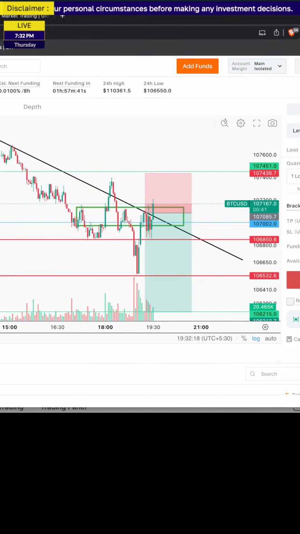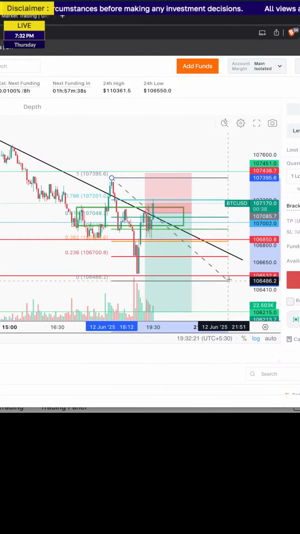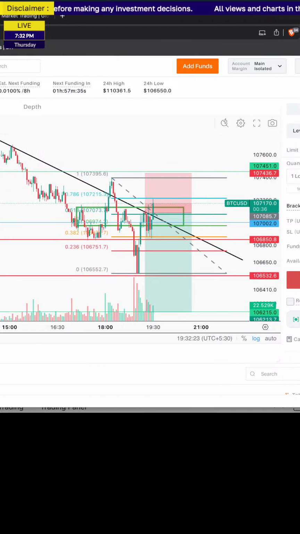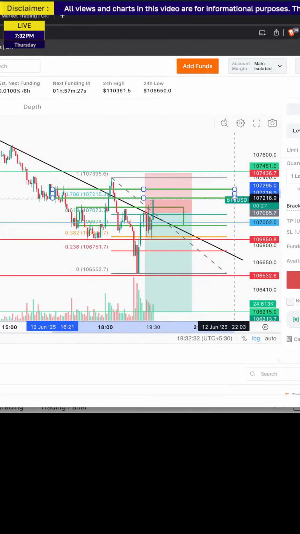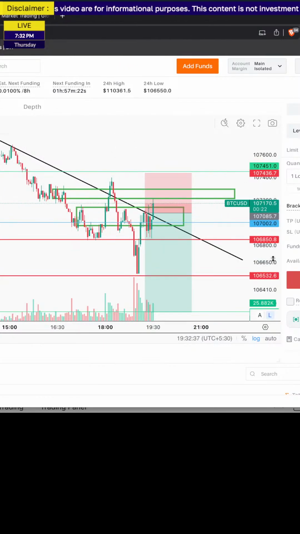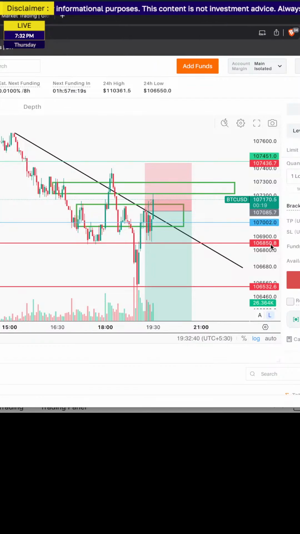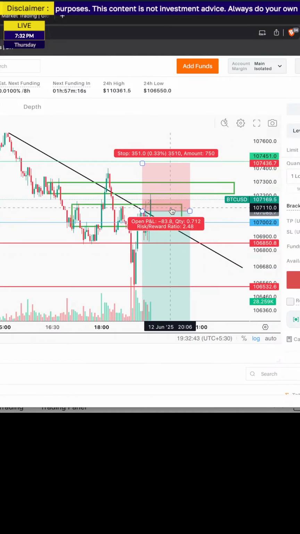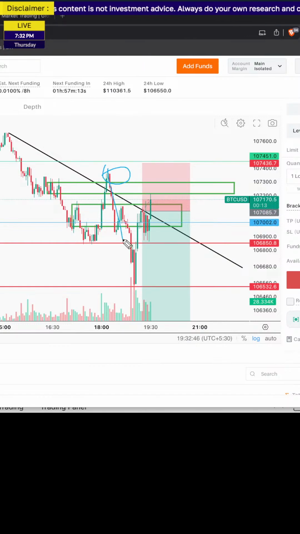Breakout. It has come above the trend line. We'll see how it reacts at this zone. This is the seller. This is the final area where they have to prove they are strong. In case it doesn't prove, if the market moves up, then the seller has given up. That is what it is.